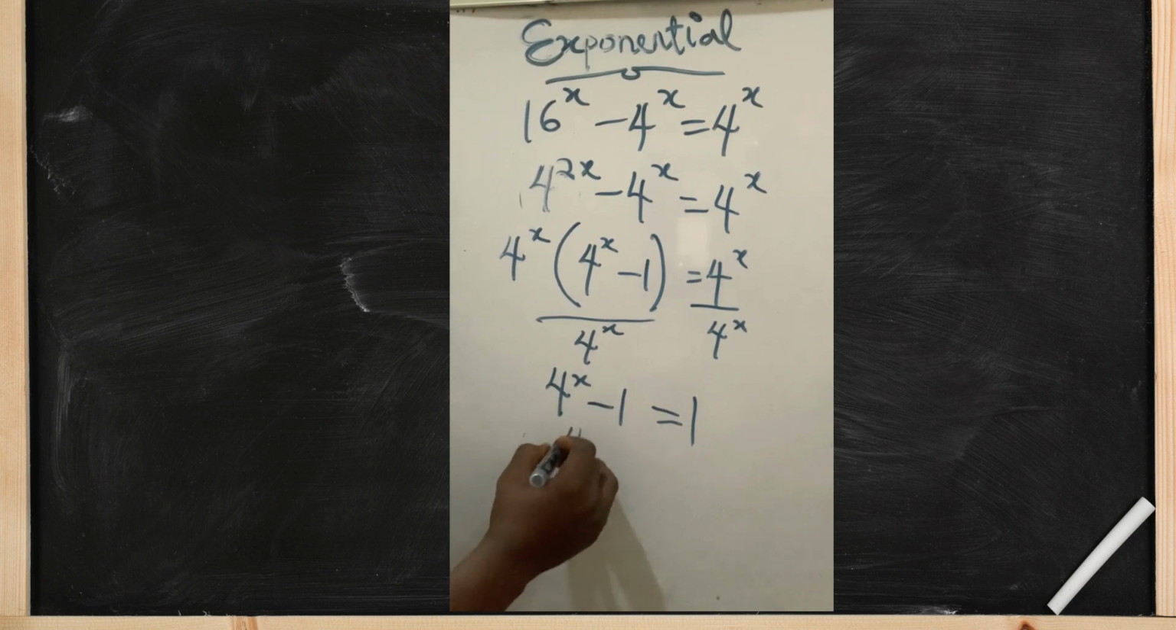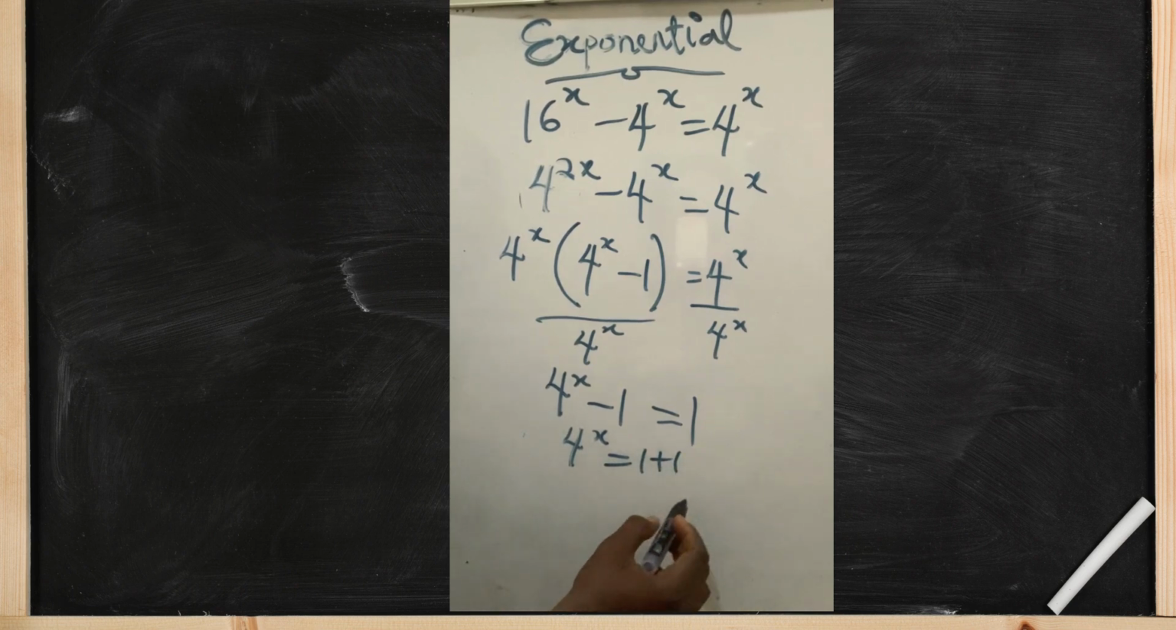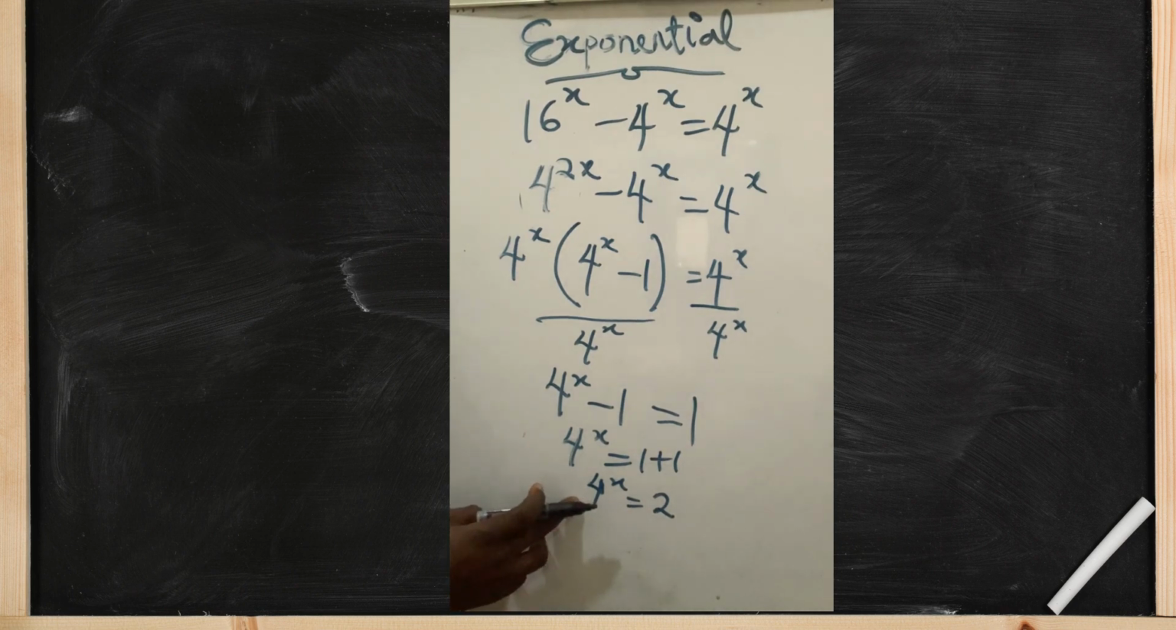When you collect like terms, you have 4 raised to power x equals 1 plus 1, and that's going to give you 4 raised to power x equals 2. Now that we have 4 raised to power x equals 2, we can also reduce this to become 2 squared raised to power x equals 2 raised to power 1.